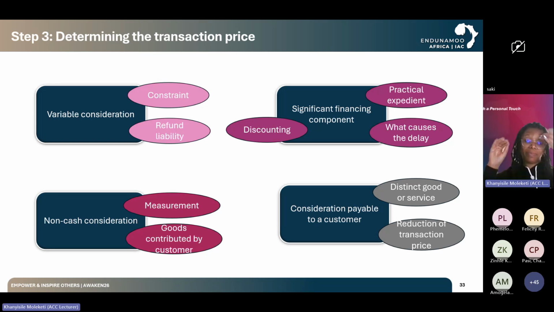That's high level. Very high level, the key things to consider when you're asked to think about the transaction price or determine the transaction price in a contract. Any questions? Okay.